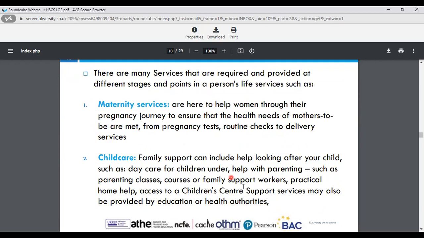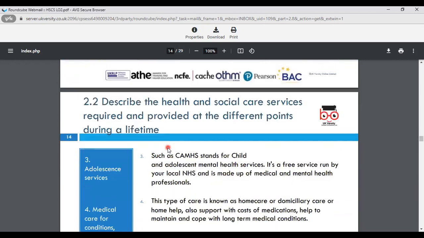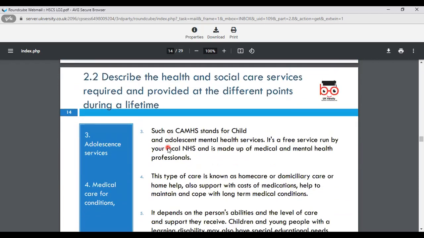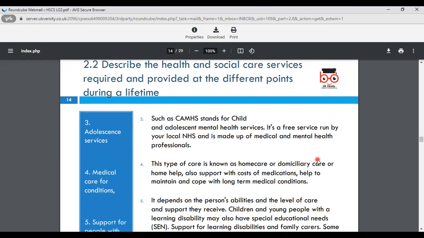So you have family support workers, you have practical home help, you have access to children's care support services that provide education or health. There are other health authorities also working with them. And then you have CAMHS, that stands for Child and Adolescent Mental Health Services. It is a free service that is run by the local NHS, made up of medical and mental health professionals.